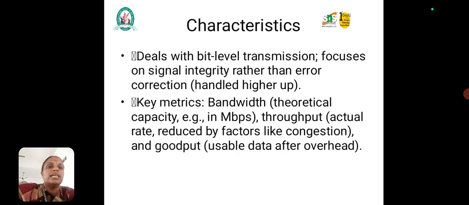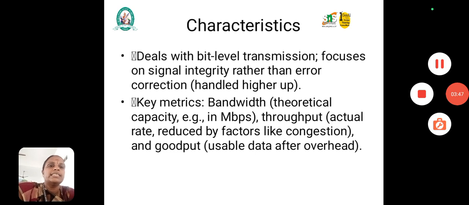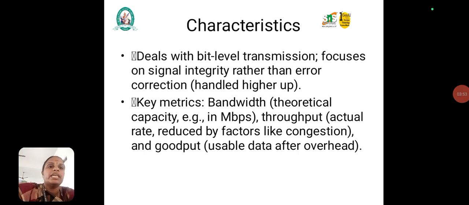Characteristics: it deals with bit level transmission, focusing on signal integrity rather than error correction, which is handled by higher layers. Key metrics: bandwidth, the theoretical capacity, for example Mbps; throughput, the actual rate, reduced by factors like congestion; and goodput, the usable data after the overhead.